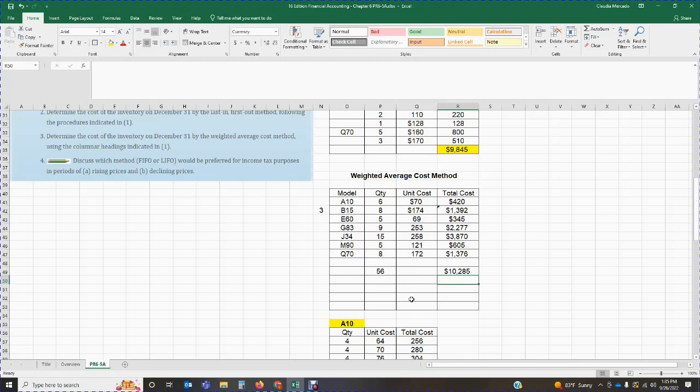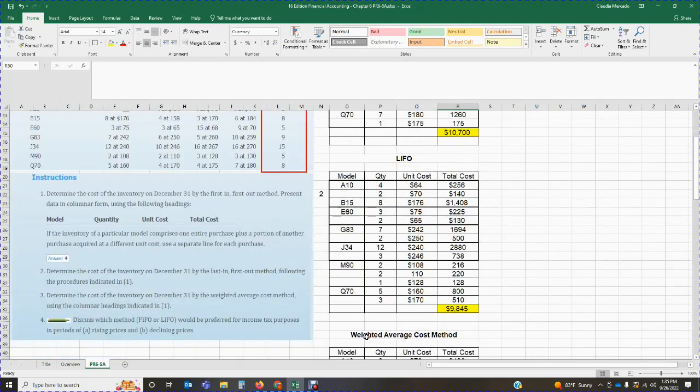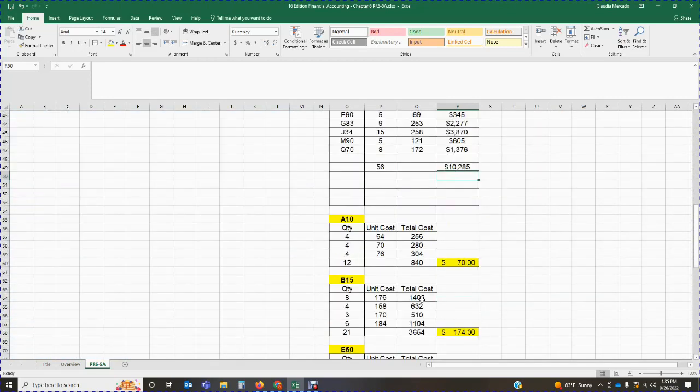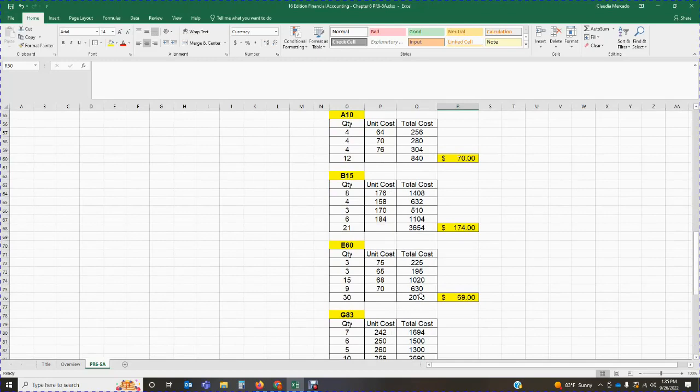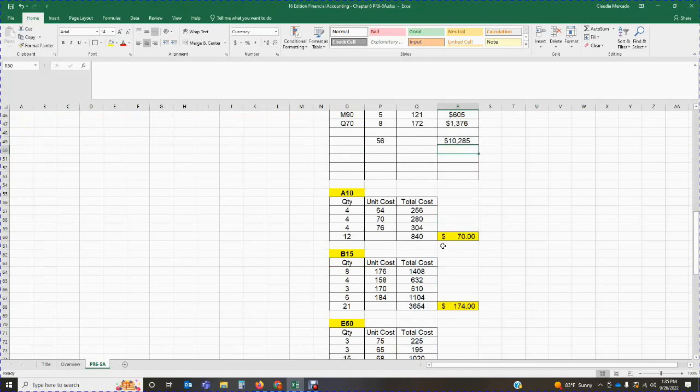And we got all of these by calculating each of the models separately. So you have to calculate the unit cost per model. That is very important, don't forget. And I've got all of the calculations down here as to how we got the weighted average unit cost per unit. That way we could calculate the amounts that our inventory will be valued at.